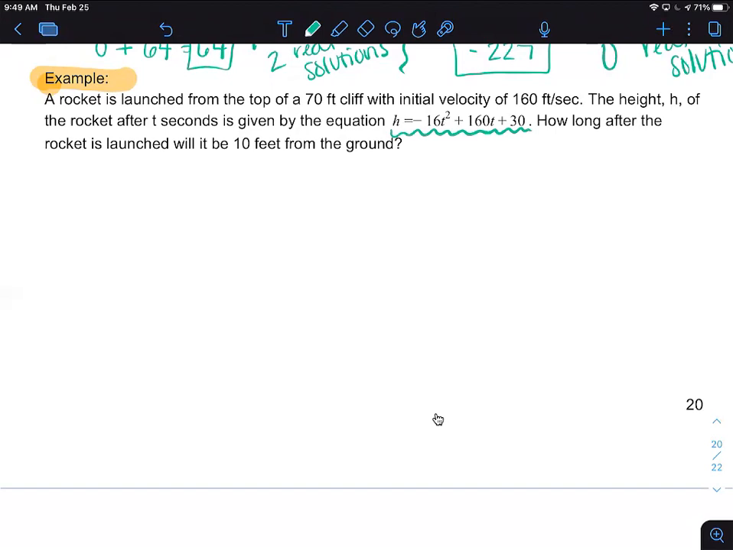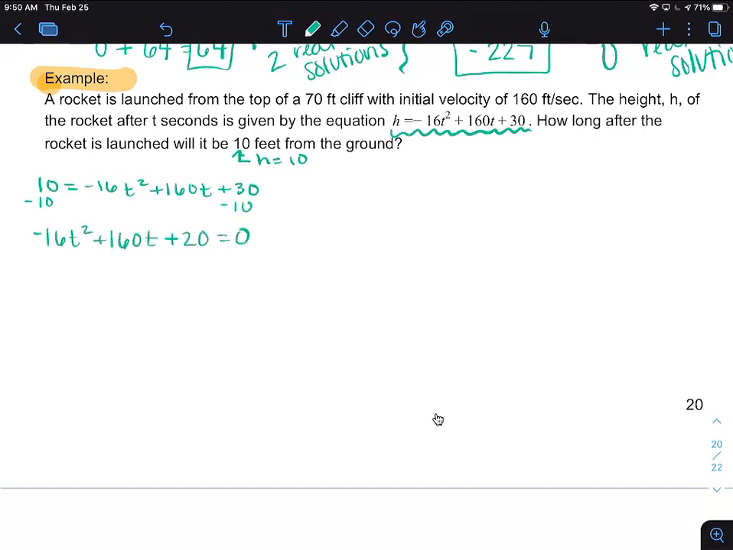Yes, 10. So this tells us that h equals 10. So if we plug that in, we have 10 equals -16t squared plus 160t plus 30. Before we can use the quadratic formula, we have to be equal to 0. So what do we need to do? Subtract the 10 from the 30. Good. So we have -16t squared plus 160t plus 20 equals 0.